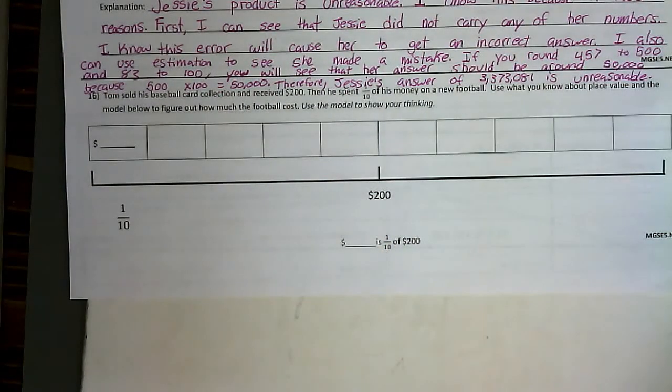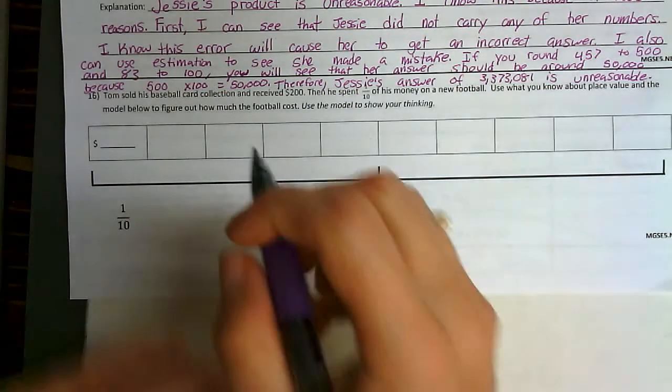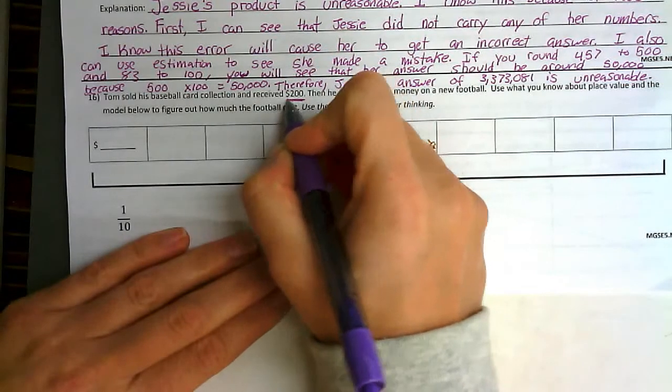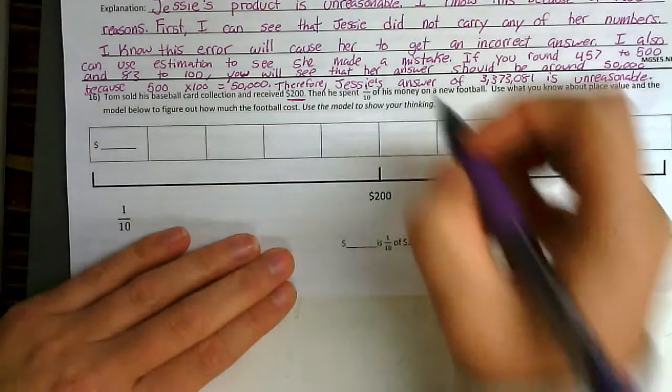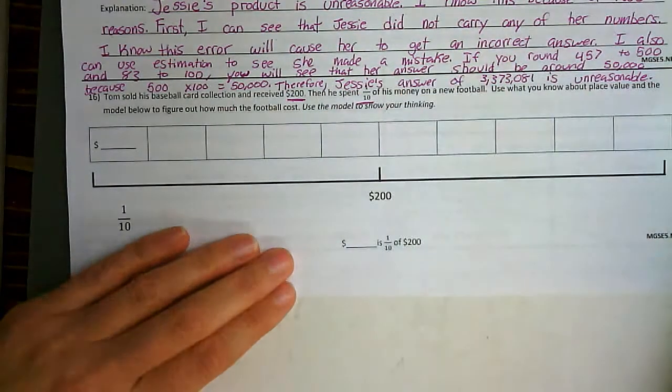Tom sold his baseball card collection and received $200. Then he spent 1/10 of his money on a new football. Use what you know about place value and the model below to figure out how much the football cost. Use the model to show your thinking. All right, so Tom's going to sell his baseball cards and he's going to get $200. He's going to spend 1/10 of his money on a new football.